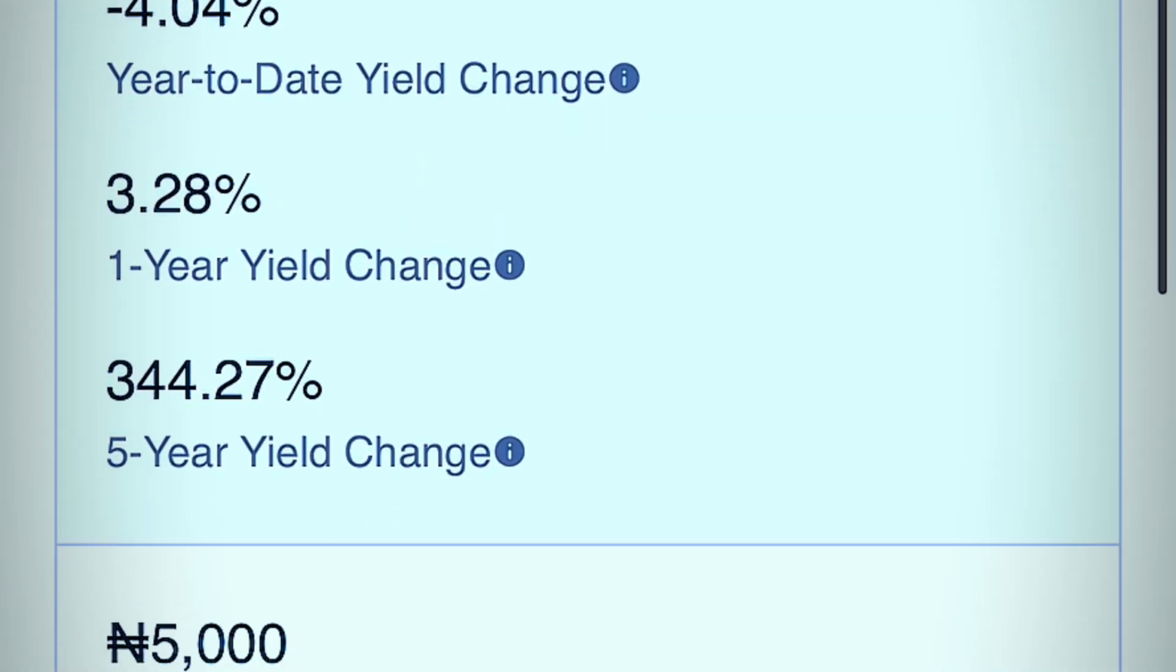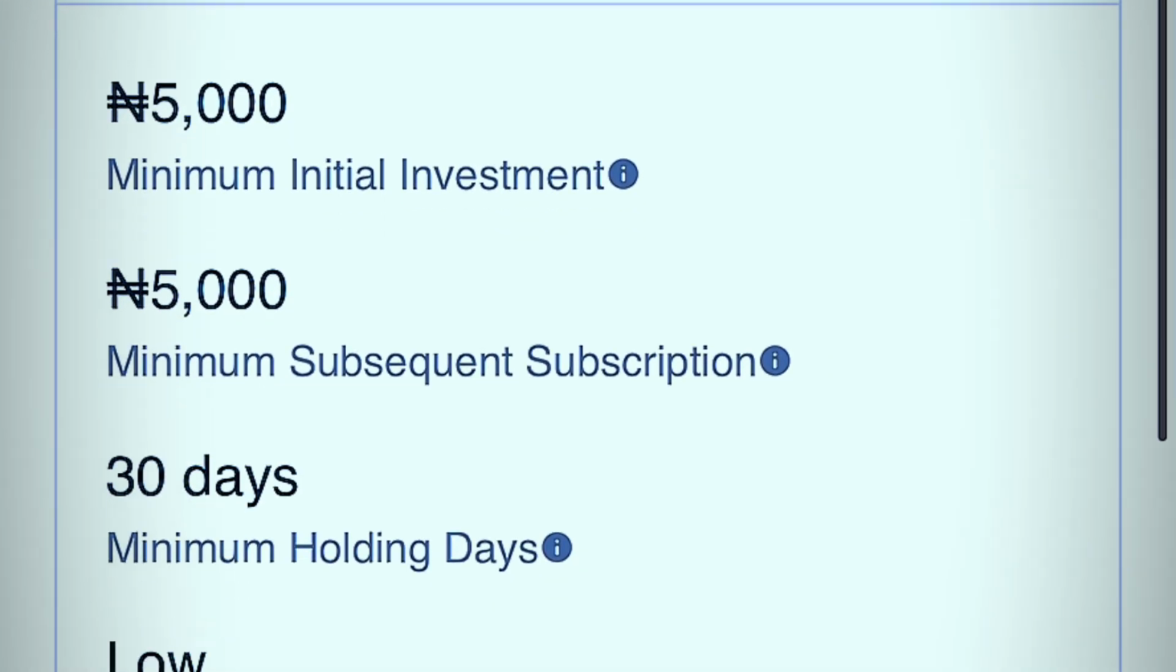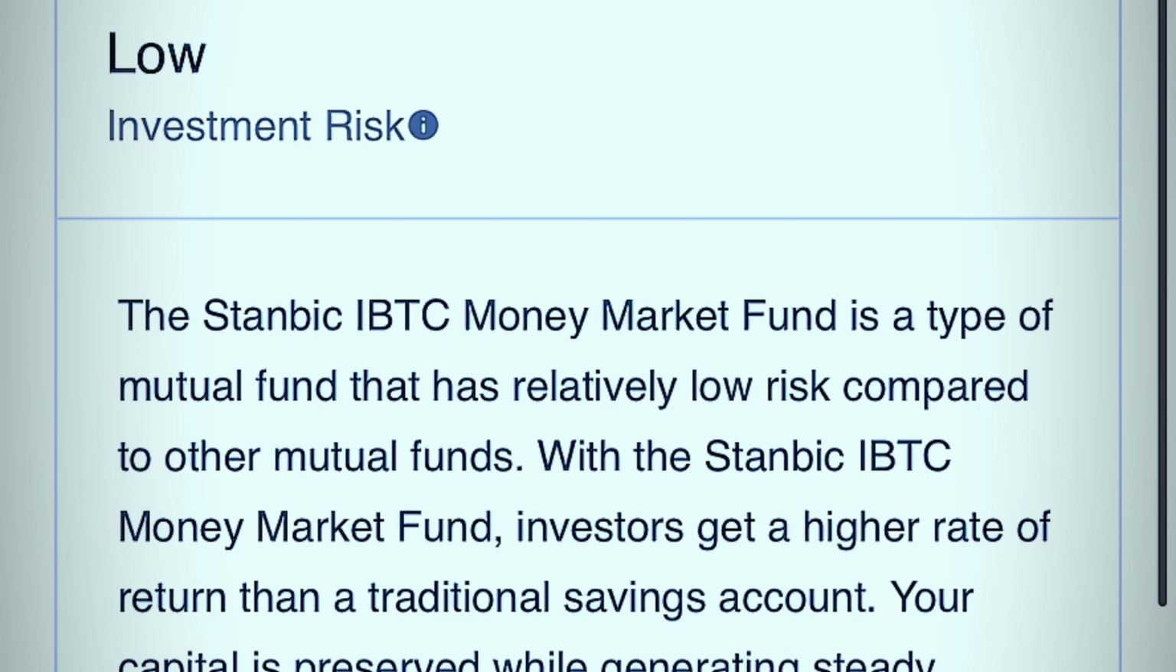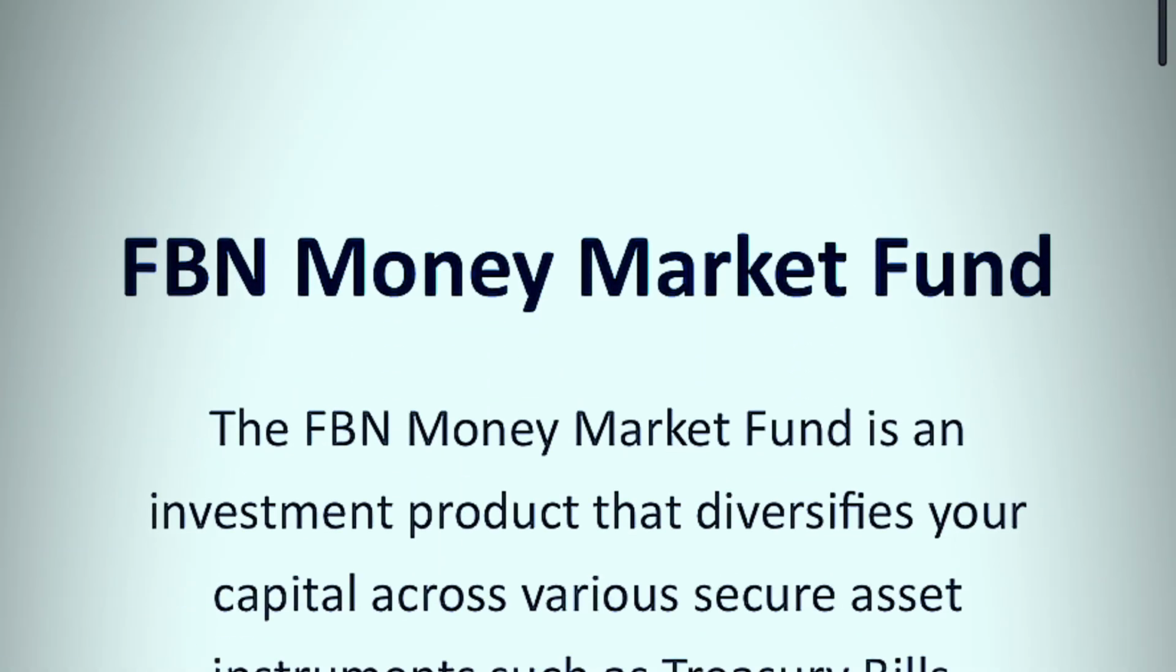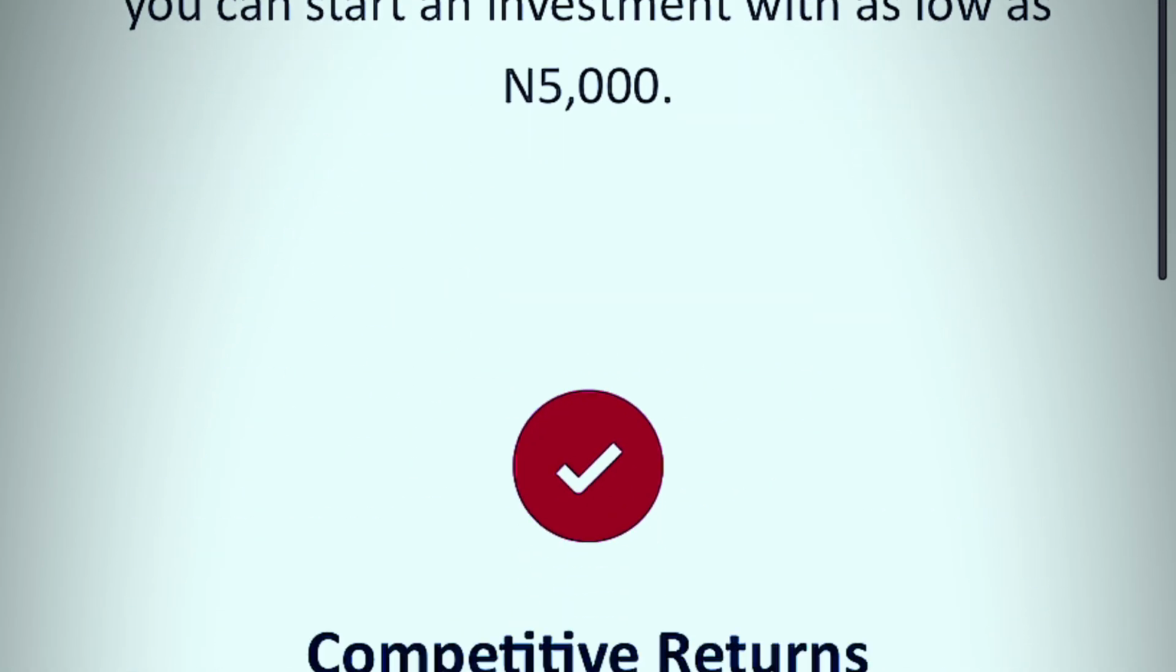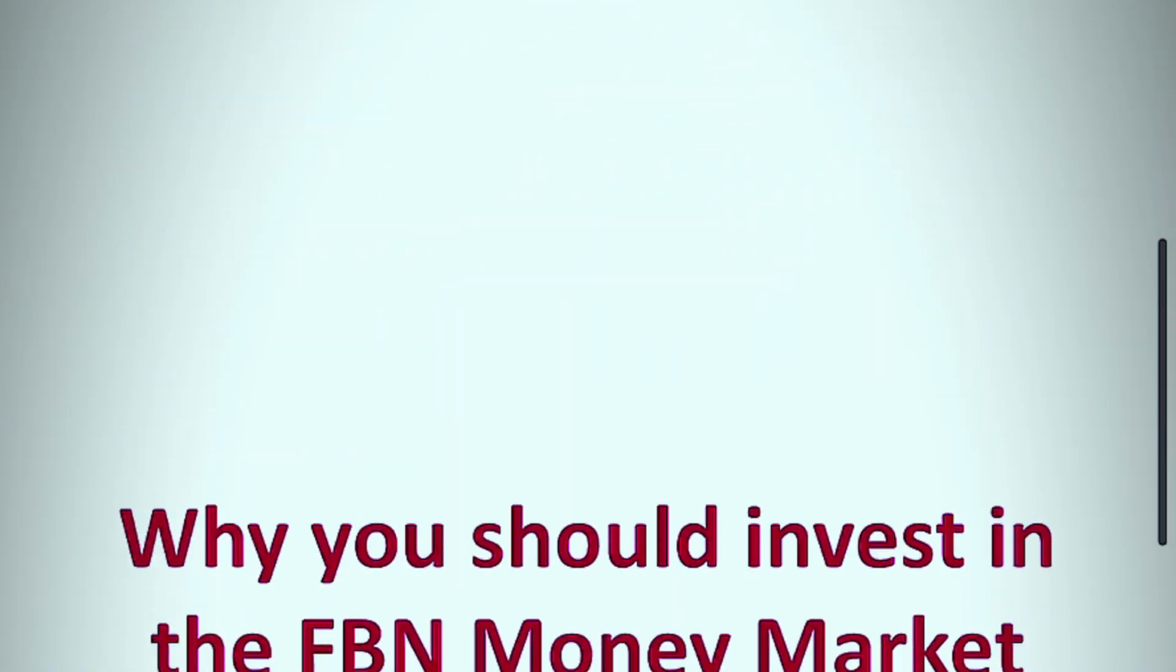With a minimum of 5,000 naira, you can get started investing, and you can see that currently the rate is about 20%. You get 20% per annum. You should understand that the interest rate fluctuates in price, but as you can see currently, the Stanbic IBTC money market fund gives you 20% per annum. There's also the FBN money market fund where you get started with 5,000 naira. As little as 5,000 naira, you can invest in this money market fund.